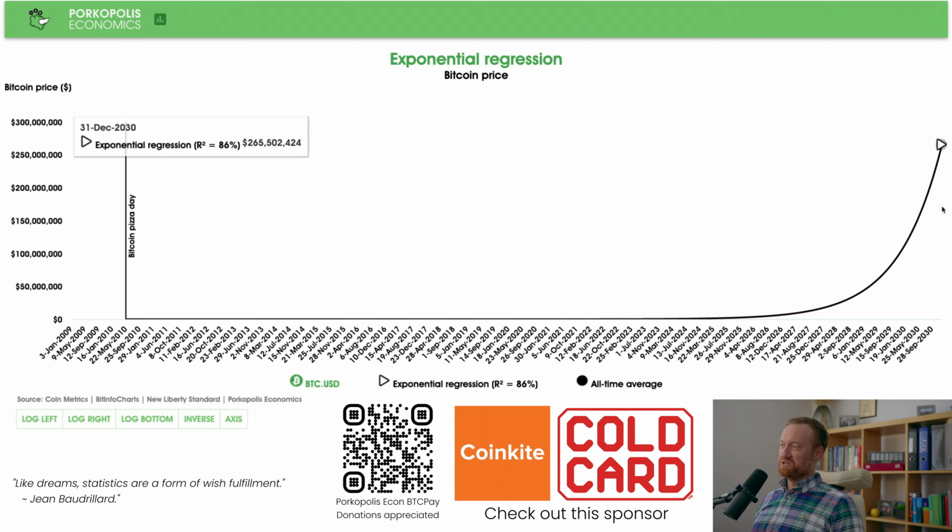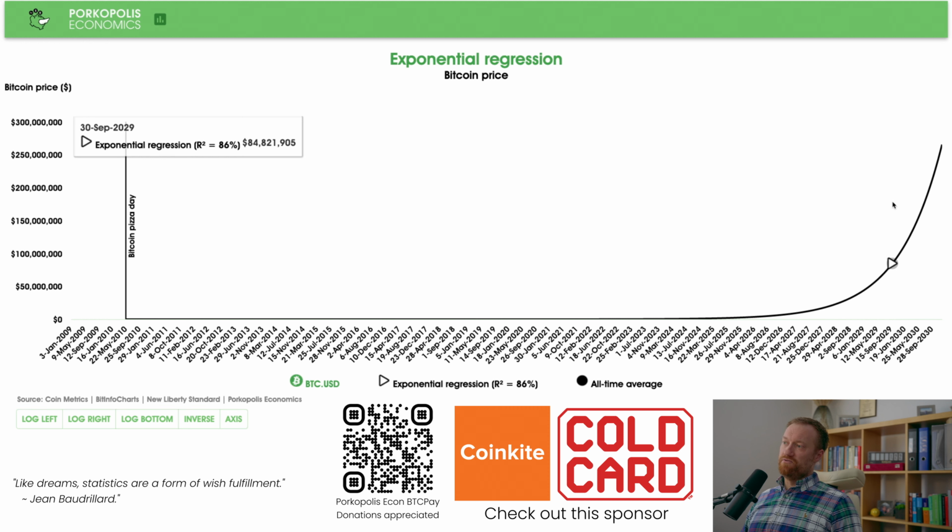$265 million per Bitcoin. Based on all of the pricing data from May 22nd, 2010 to January 10th, 2023, plug in the coefficients, draw an exponential trend line. This is how it looks. This is exponential growth. And many things in the financial world do grow this way. Stock markets grow this way. GDP tends to grow this way. Population growth is also exponential.